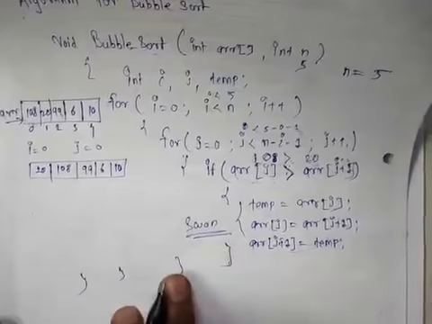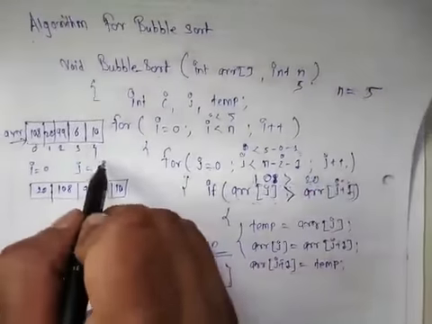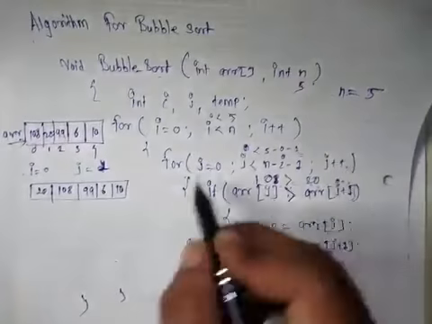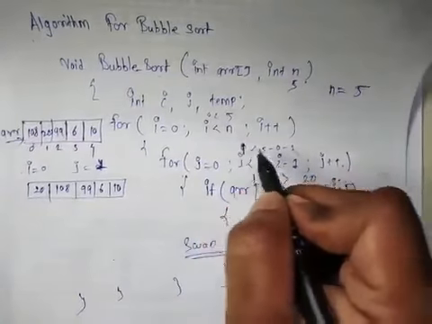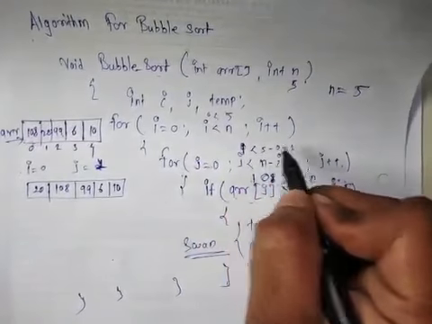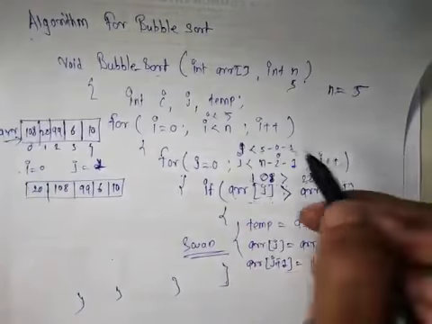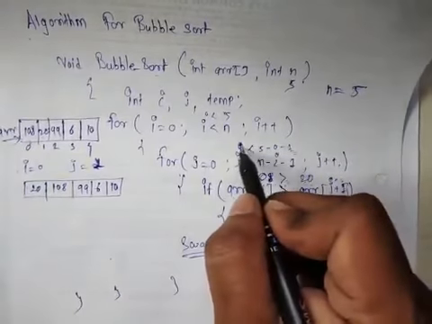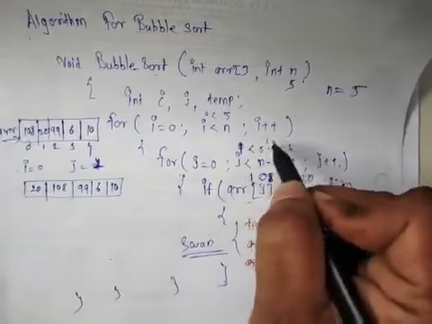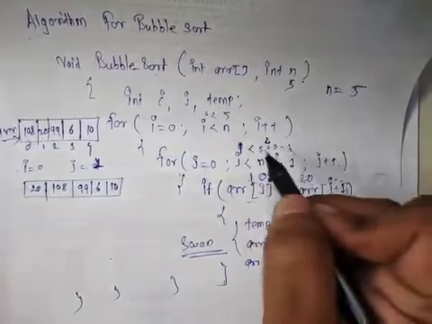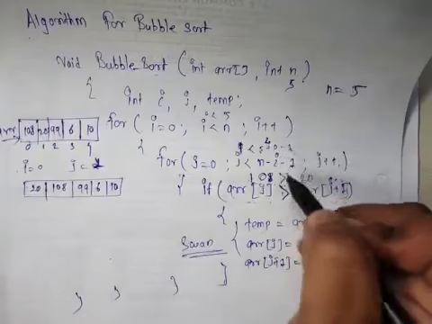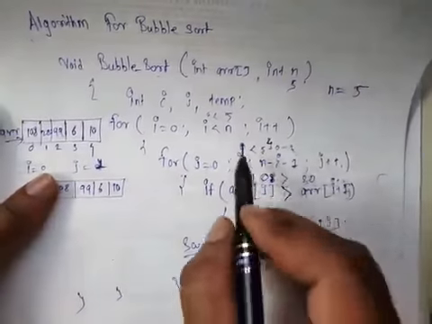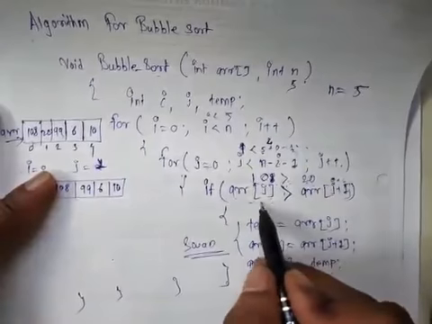Now end of the if, end of the for loop, j plus plus. Now what is j's value? j becomes 1. i's value is the same, no change, since our inner for loop continues. So j's value 1 is less than n minus i minus 1. i's value is 0, so 5 minus 0 minus 1 is 4. Now 1 is less than 4. Condition satisfied. It jumps to the for loop.